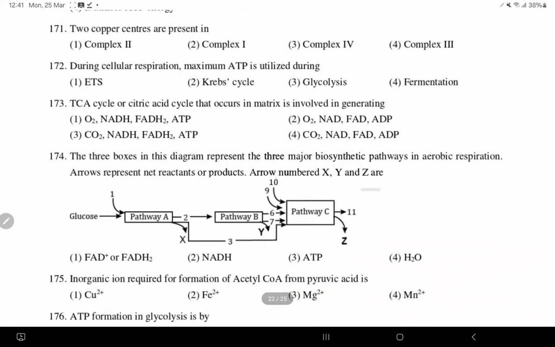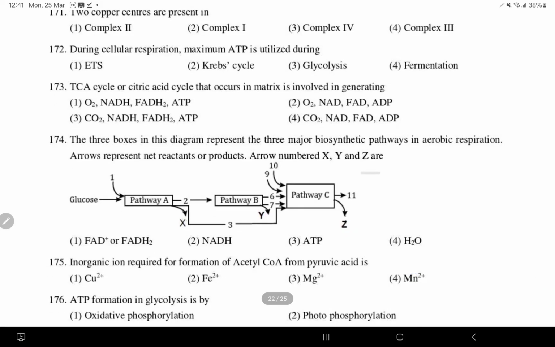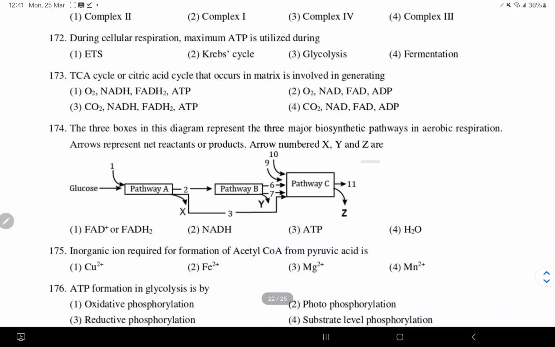Next, 2 copper centers that are present in complex 4. So option 3. During cellular respiration, maximum ATP is utilized during glycolysis. Option 3.